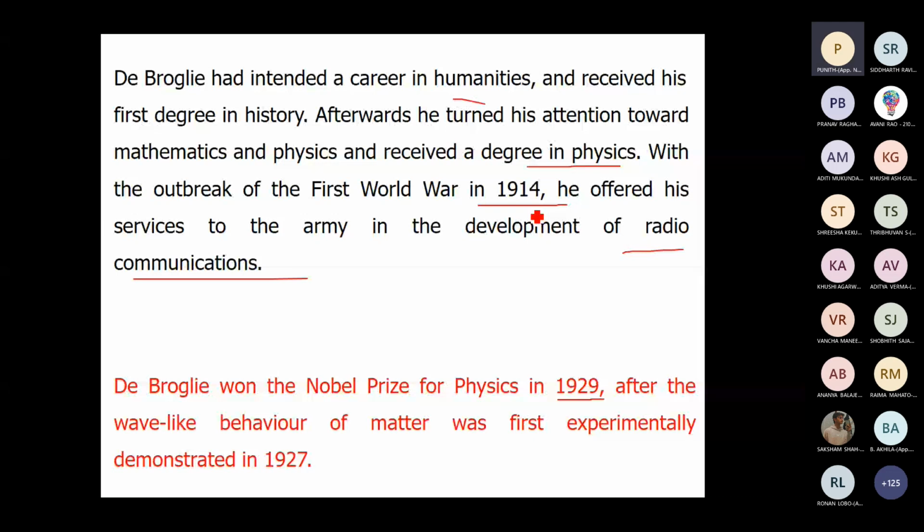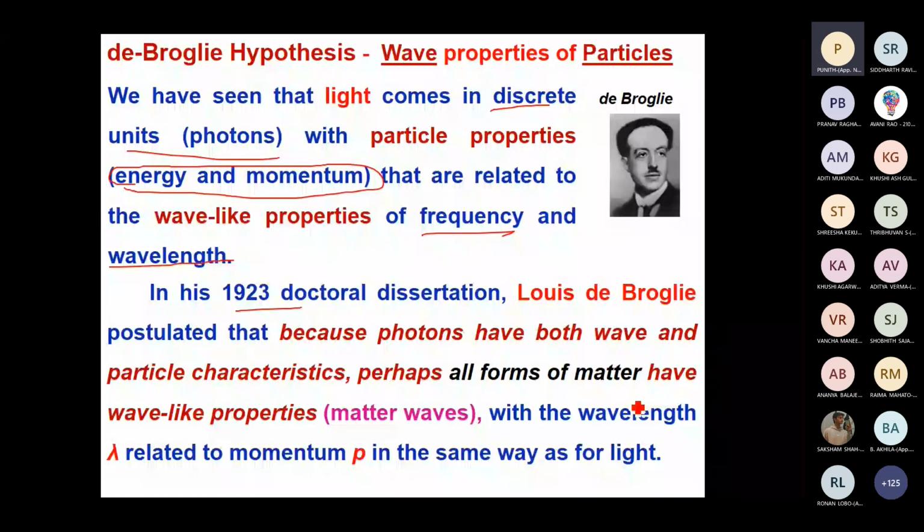And as I was mentioning, in 1923-1924, in his doctoral dissertation, Louis de Broglie postulated that, because of the photons, just look into the year, maybe 23 or 24, I'll verify it later. So Louis de Broglie postulated that because photons have both wave and particle characteristics, perhaps all forms of matter will have wave-like properties, with the wavelength lambda related to p in the same way as that of light.